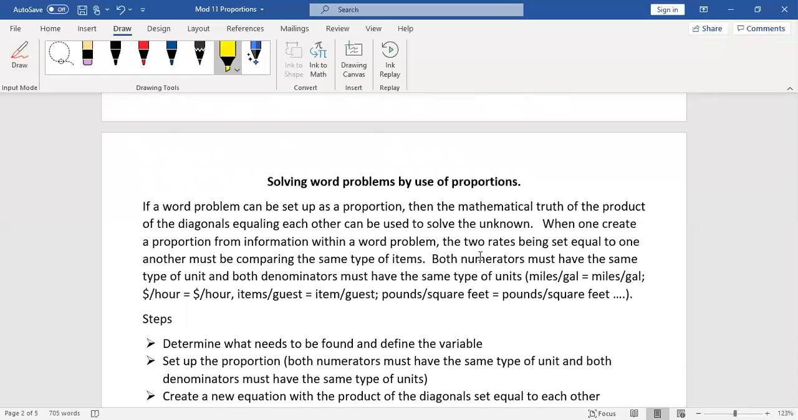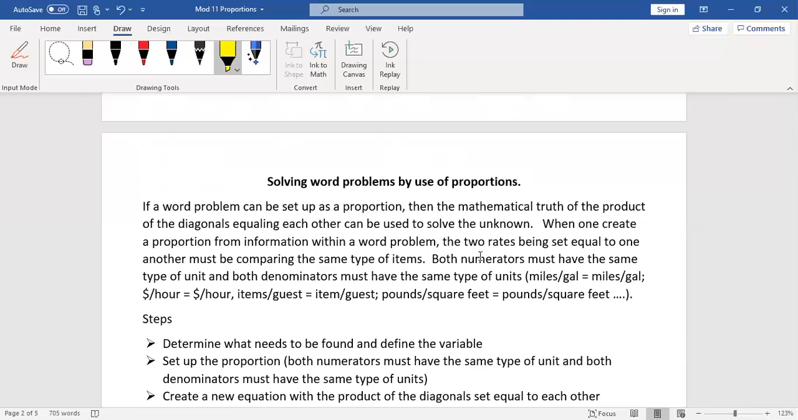So something like miles per gallon must equal miles per gallon. $1 per hour must equal $1 per hour. Items per guest must equal items per guest. Pounds per square feet must equal pounds per square feet. So they just have to be the same type of units, both in the numerator and both in the denominator.